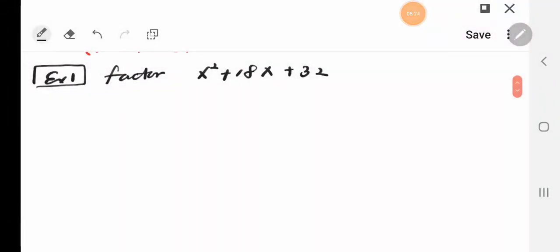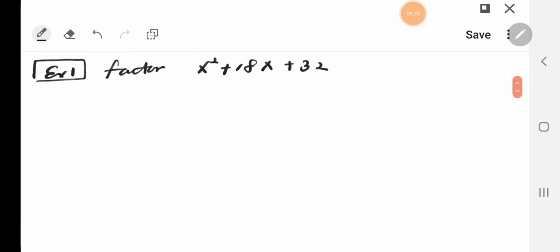Okay, here is a trinomial, and then make sure they are arranged in the right order. So the first term should have the largest exponent, so x squared, and then next one is x and 32. So the order is correct, and find the right pair for the first term and the last term. X squared is always x times x, and 32, there are many pairs so that the product becomes 32.